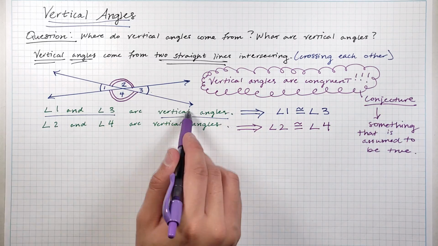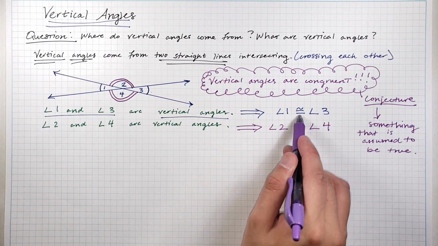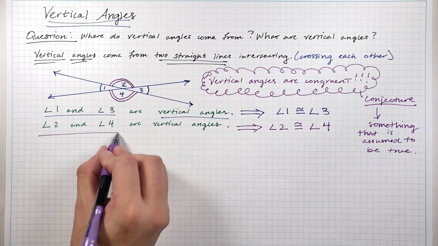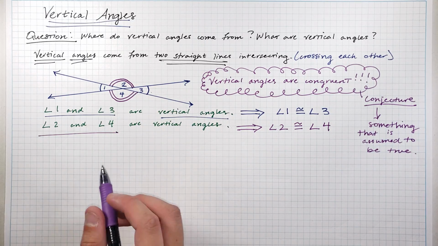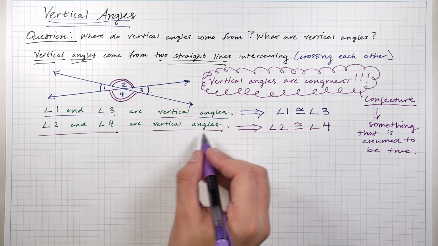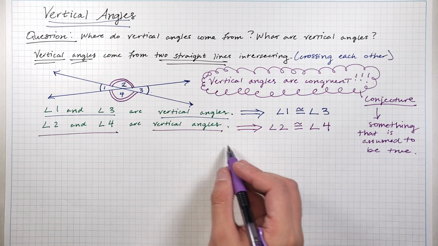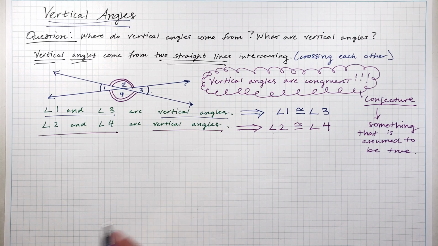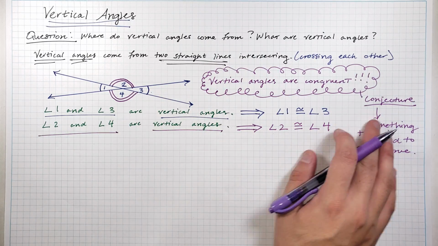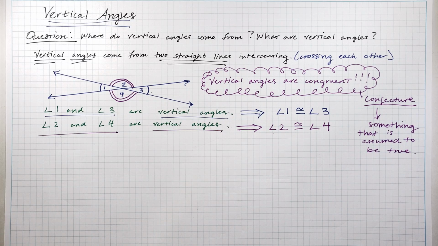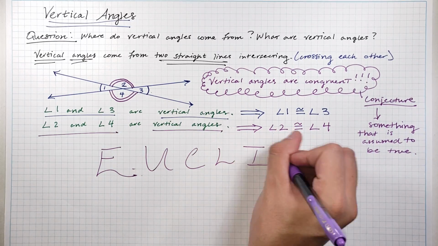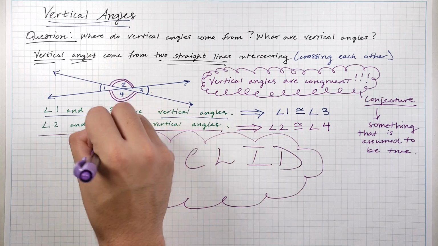Then we said the same thing about angle 2 and angle 4. They're vertical angles, and vertical angles are congruent, so angle 2 is congruent to angle 4. Then we talked about all this being a conjecture. That comes from the Greeks way back in the day, and it's pretty much this guy. His name is Euclid, a very special guy in geometry. Feel free to look him up one day.